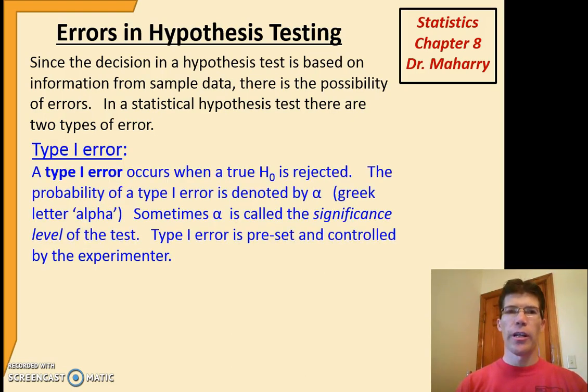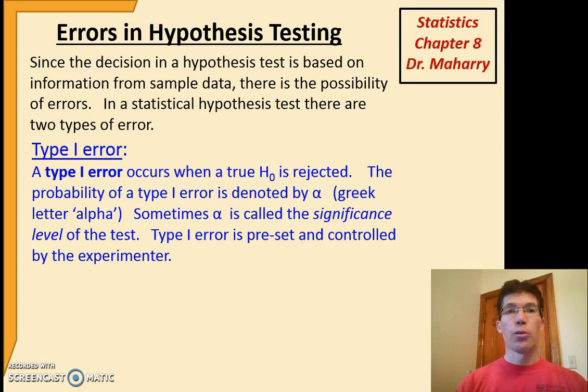A type 1 error occurs when a true H0 is rejected. So this is the case where the null hypothesis is in fact true, but we incorrectly reject it. Alpha is denoted as the probability of a type 1 error. Sometimes alpha is called the significance level of the test.